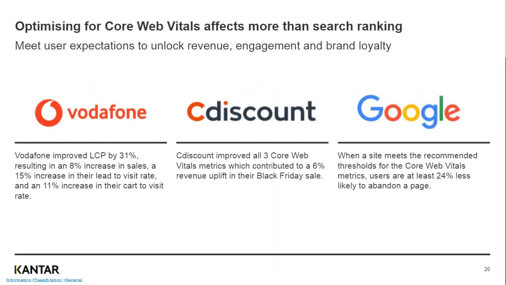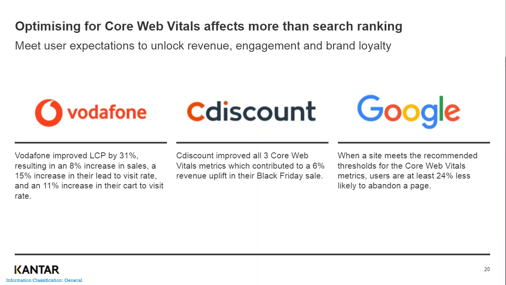Optimizing for core web vitals affects more than just search ranking. There's an extensive body of research that supports this. Vodafone improved their largest contentful paint by 31%, and this resulted in an 8% increase in sales, a 15% increase in their lead to visit rate, and an 11% increase in their cart to visit rate.